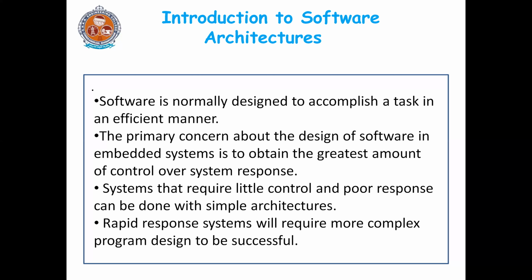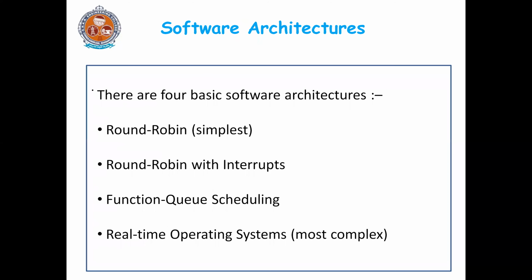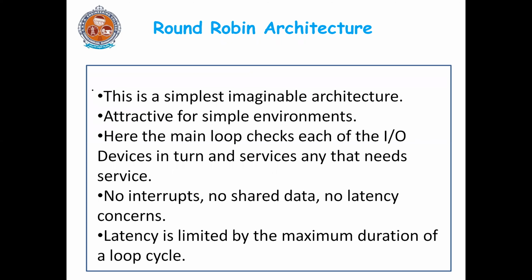We have different types of software architectures for embedded systems, four in all. The first is round robin architecture, which is the simplest one. Next is round robin with interrupts, then function queue scheduling architecture, and the last is the real-time operating system, which is mainly used for the most complex systems. In this session, we are going to see round robin architecture, the simplest one.